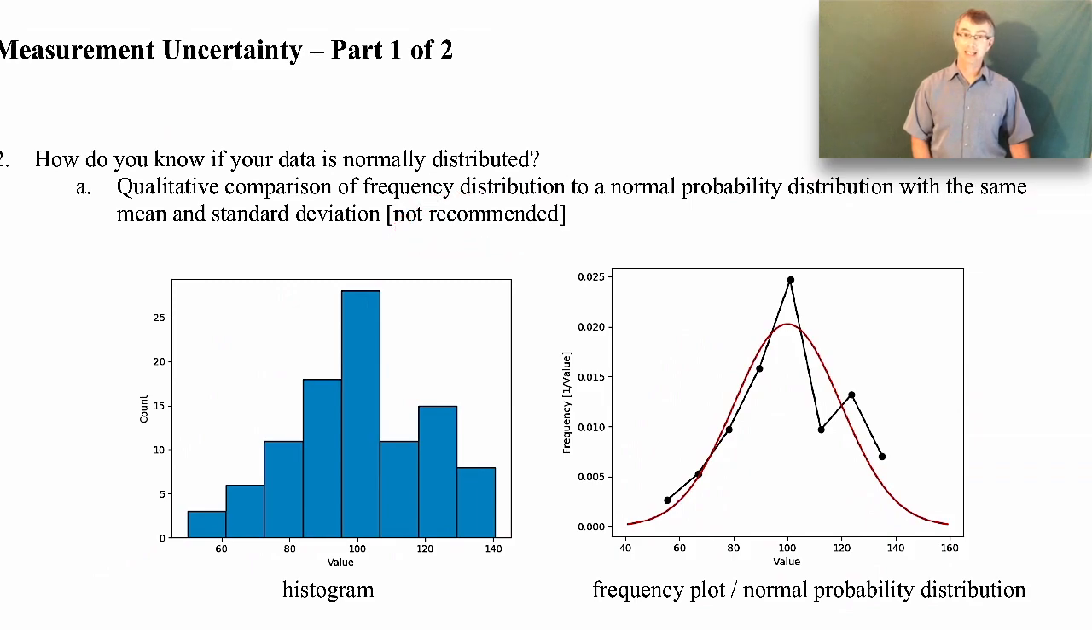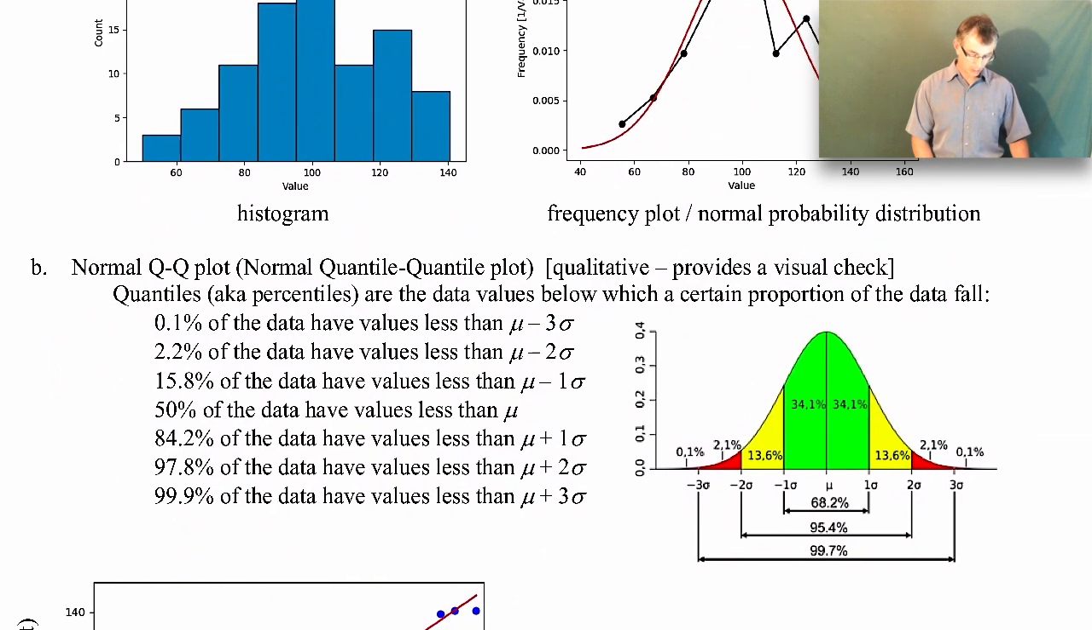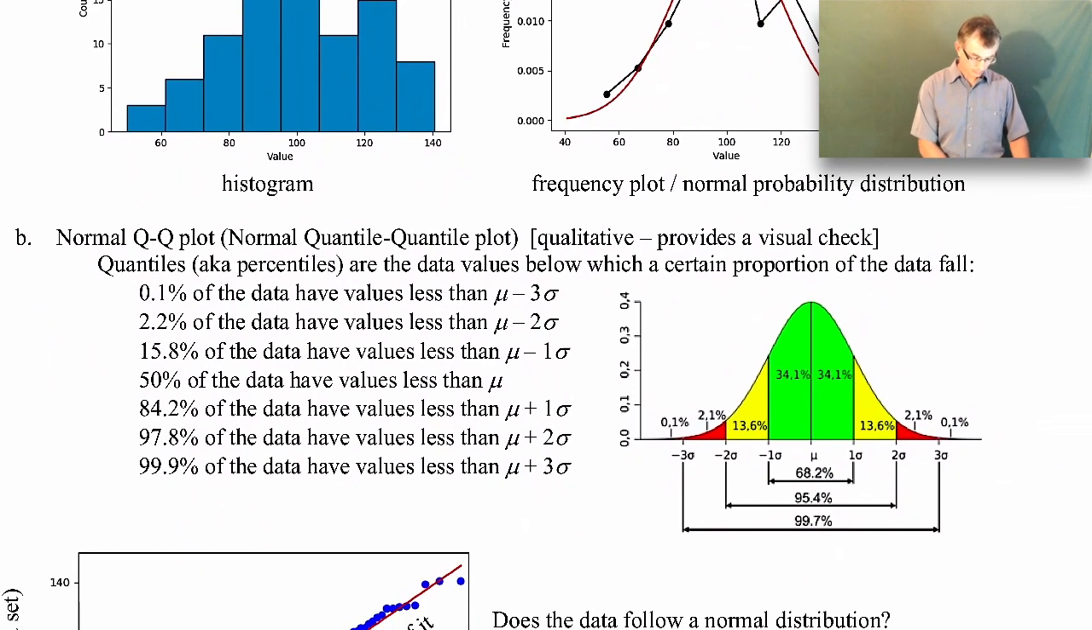You just can't tell. A better way is to do what's known as a normal QQ plot, or normal quantile plot. This is a little better way to do it. It's still a qualitative comparison, but it does give a better visual check. And the way these plots work is it does a comparison between your data and a normal distribution.